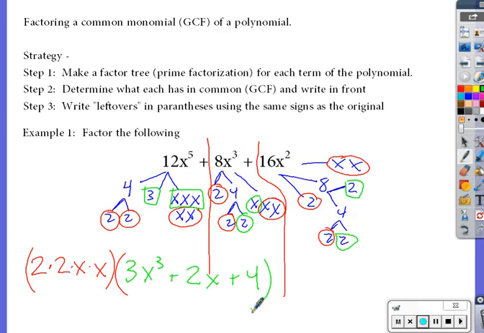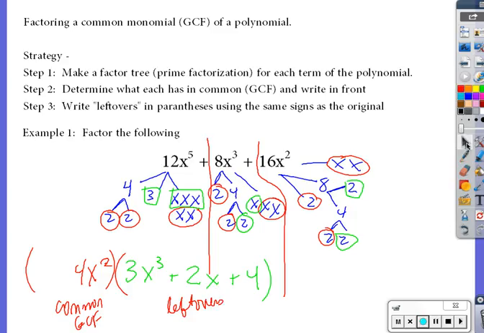Now, for argument's sake here, I need to make sure that I rewrite or simplify this into 4x squared out in front. And I'm finished. So this is a 4x squared. That's factoring out a common monomial or a GCF. The GCF would be what they have in common. This is the common, it's the GCF. These are the leftovers. It starts with doing a prime factorization.